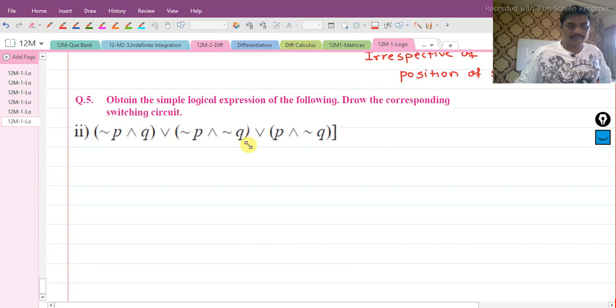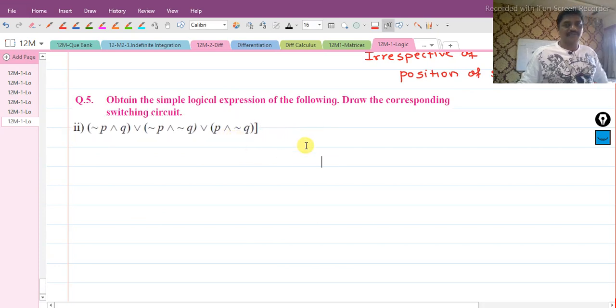क्या दिया है यहाँ पे बताइए। Obtain the simple logical expression of the following. Draw the corresponding switching circuit.